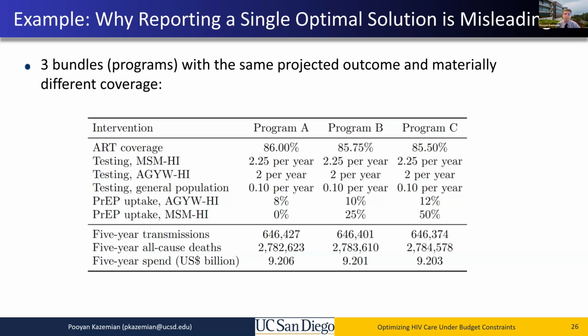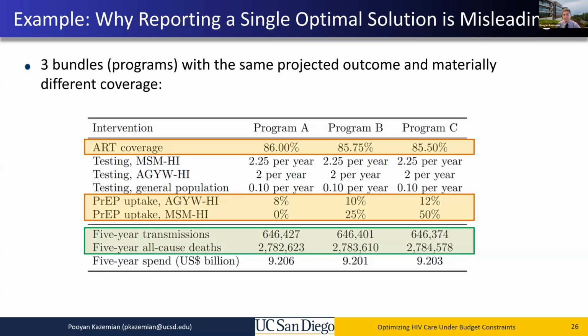And if you look at the number of transmissions and deaths, you see that all of these 3 programs result in almost the same number of transmissions and almost the same number of all-cause deaths. However, these 3 programs are very different from each other. The first program, Program A, spends more money on ART coverage in order to achieve 86% ART coverage, but it does not do much PrEP for the 2 high-risk groups.